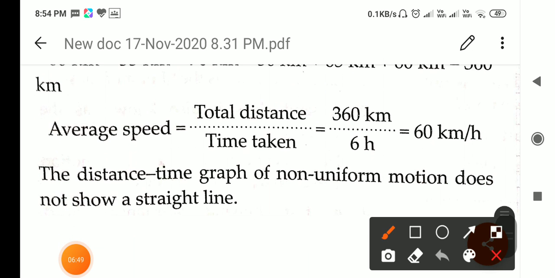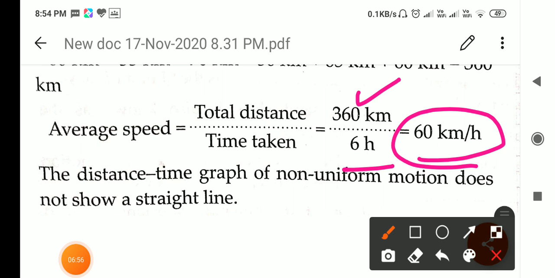So total time was 6 hours and total distance was 360. Then after calculating, it will be 60 kilometers per hour. It means the average speed was 60 kilometers per hour, right? In this 6 hour journey, the average speed is 60 kilometers per hour. Getting it? Okay.